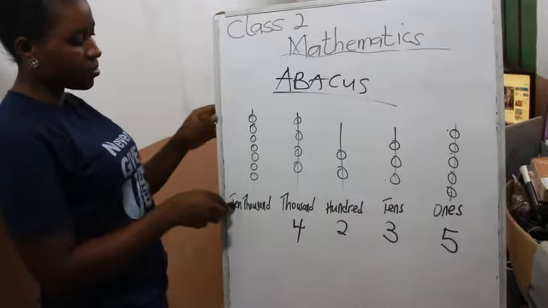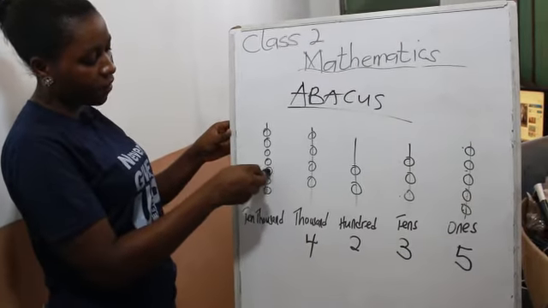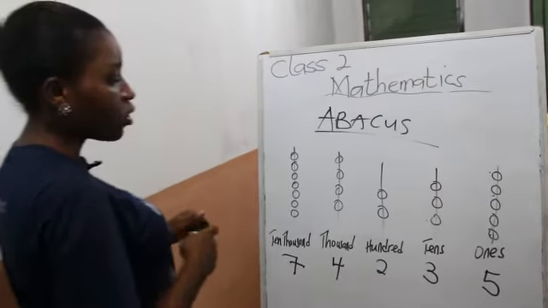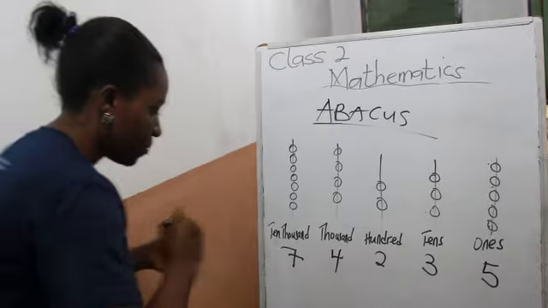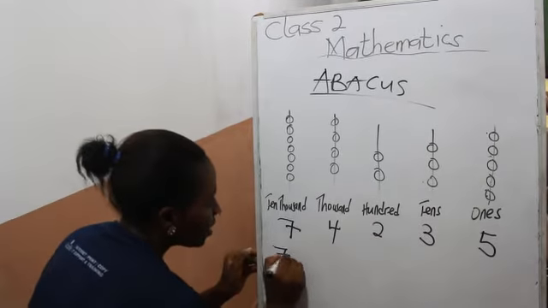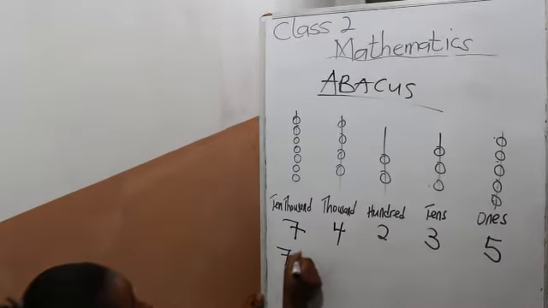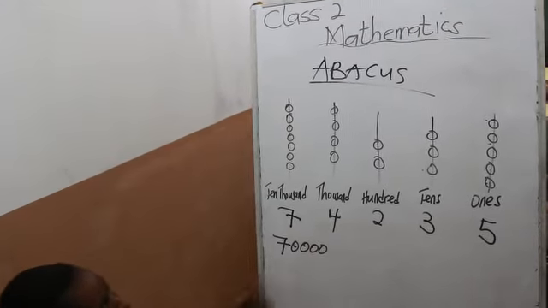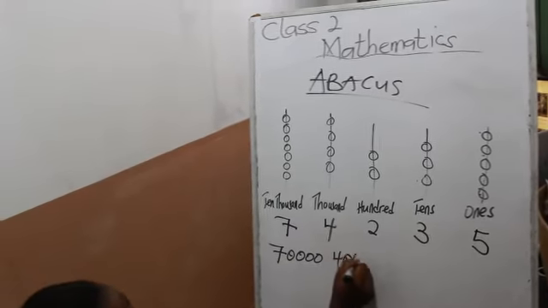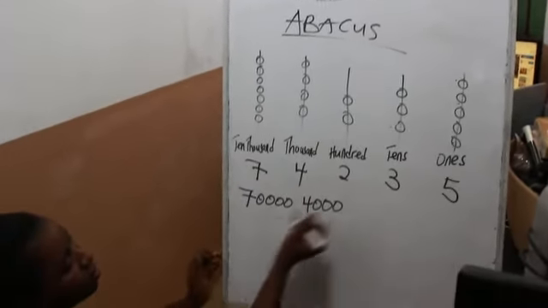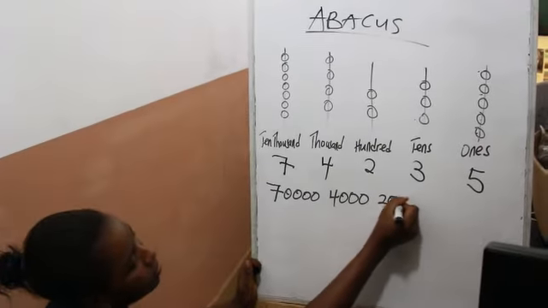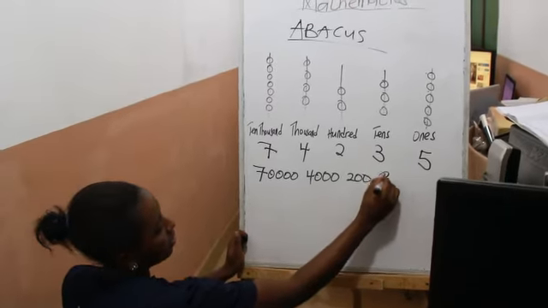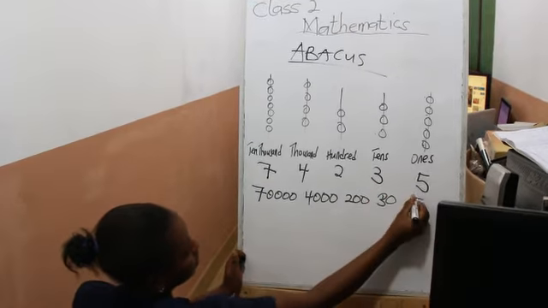And then the 10,000s, we have 1, 2, 3, 4, 5, 6, 7. So we're going to write it this way: 7 10,000s, four thousands, 200, 3 tens, 30, and then 5 ones, 5.